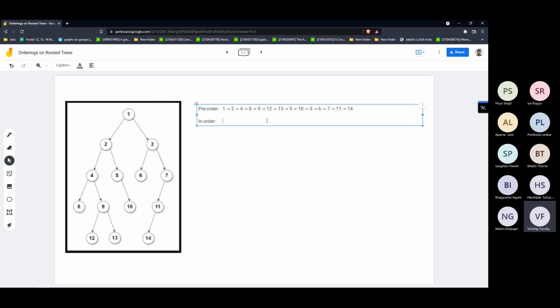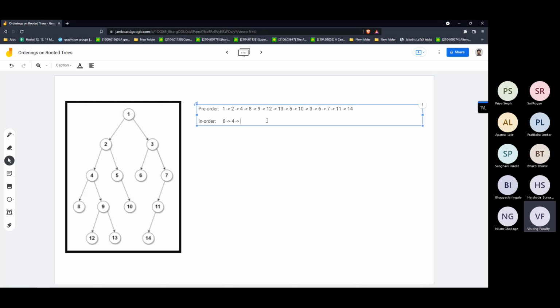Once again, we start with root 1, but we don't write 1 because we have to first go to the left subtree of 1. Its root is 2. We don't write 2, we go to the left subtree of 2, whose root is 4. We don't write 4, we go to the left subtree of 4, which is just 8. This completes the left subtree of 4. So now we write the root 4 and we go to the right subtree of 4.